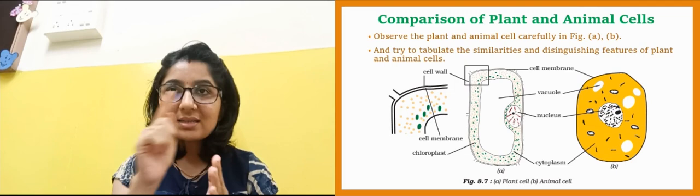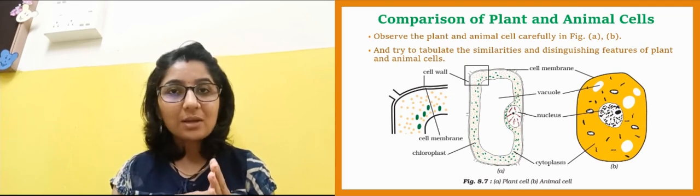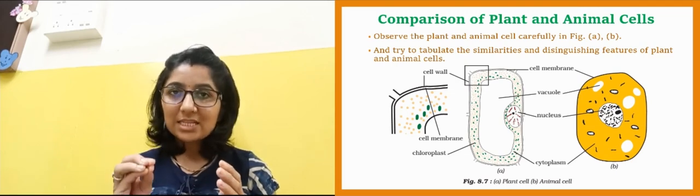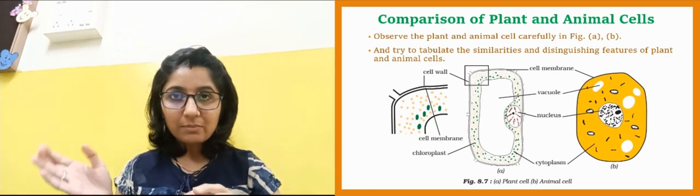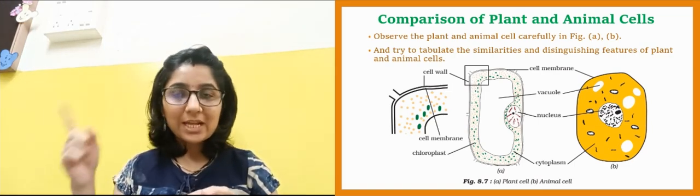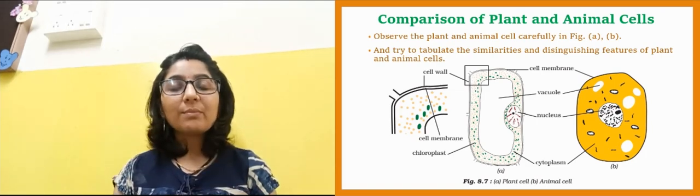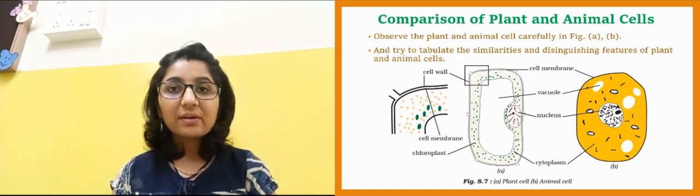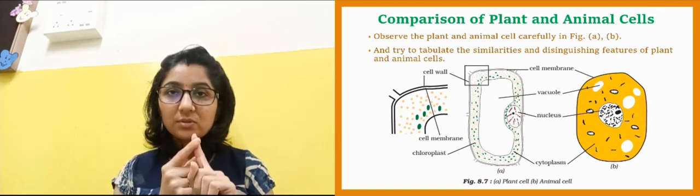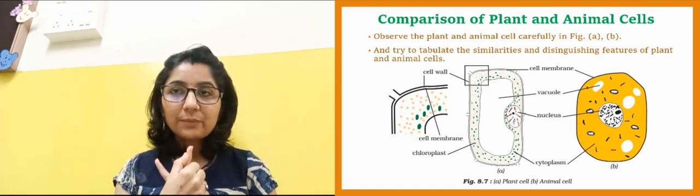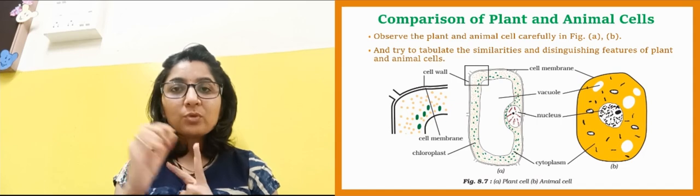You can see the plant cell is double layered. Why is it double layered? The inner layer is the plasma membrane, which is also present in the animal cell. In the plant cell, outside of the plasma membrane there is another extra layer called the cell wall. This is the first difference. And the second difference, you can see the vacuole. In the plant cell you can see a very big vacuole, while in the animal cell you see many small vacuoles.